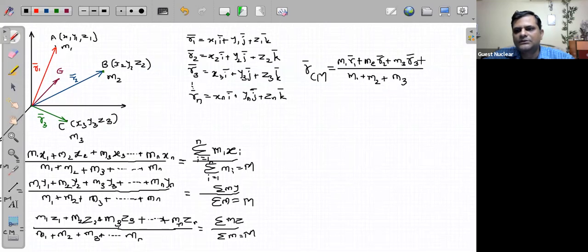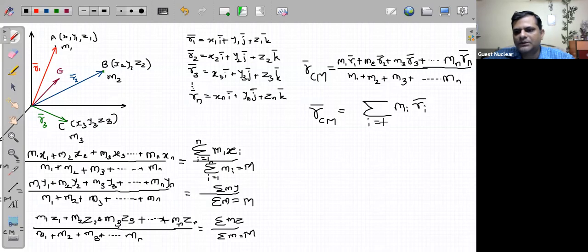And just write it in compact form in this way also. So we can express this as plus delta dash up to mn into rn bar, and accordingly in the denominator also plus up to mn will come. And we can write this formula in compact form in terms of summation as summation of mi into ri bar, as i runs from 1 to n, and that is to be whole divided by capital M, where capital M is the total mass of this whole body.